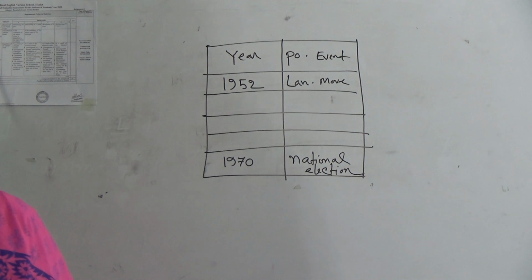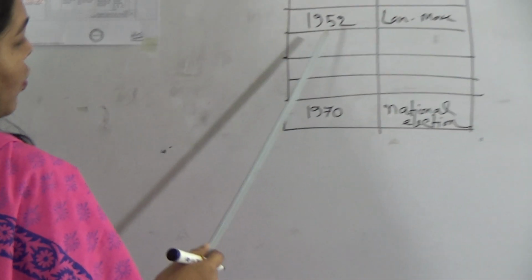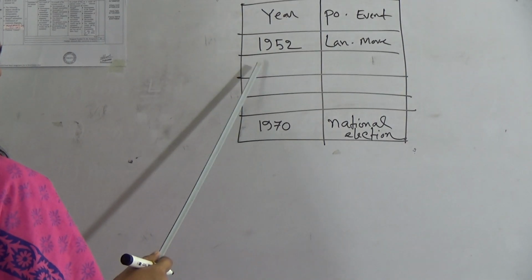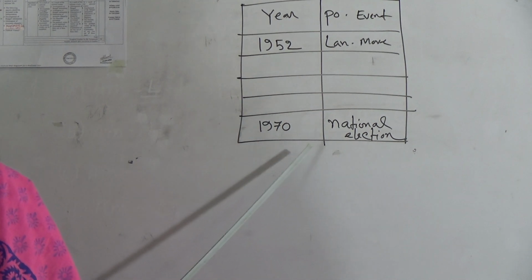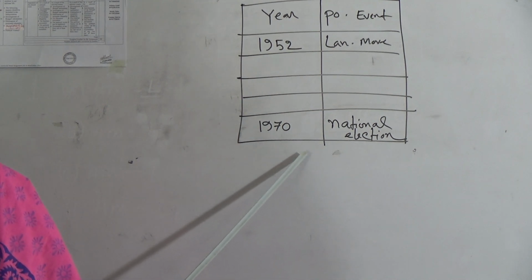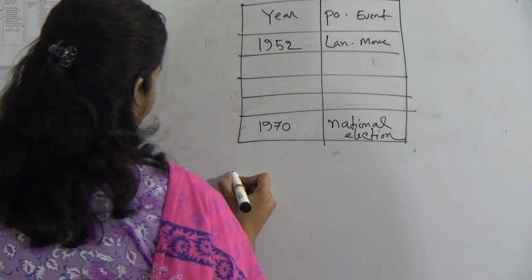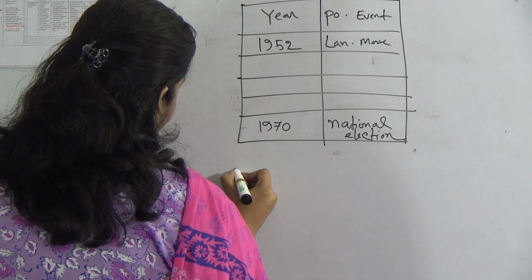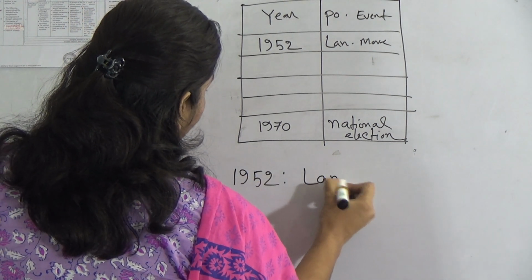Now number 2 question: sequential description of any one event selected from the table. From this table you have to select only one topic and write about this topic in detail, but you have to maintain sequence. Okay, now I am giving an example, like I am giving here the 1952 language movement.